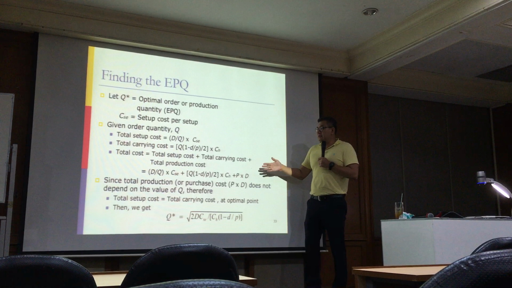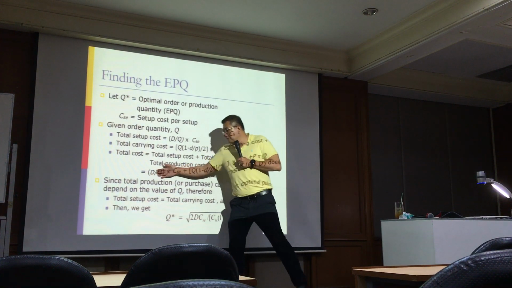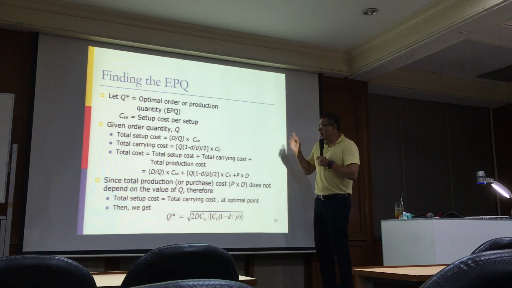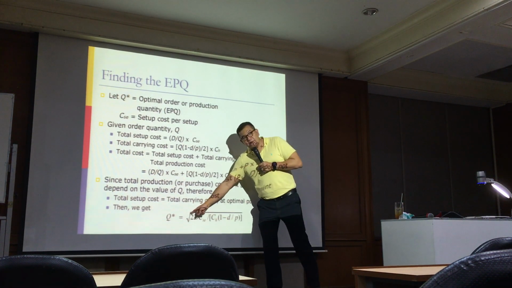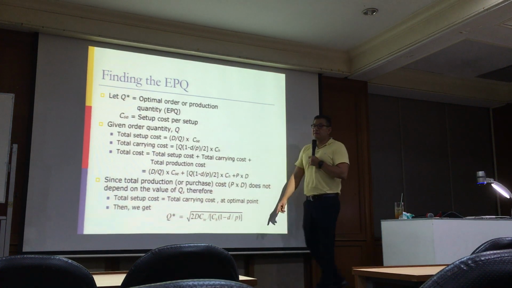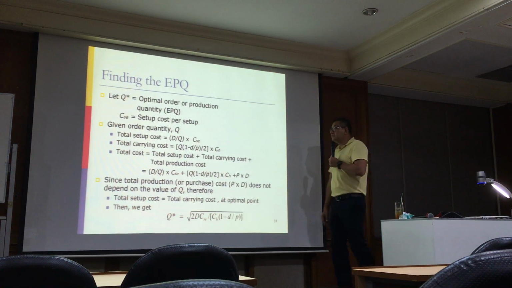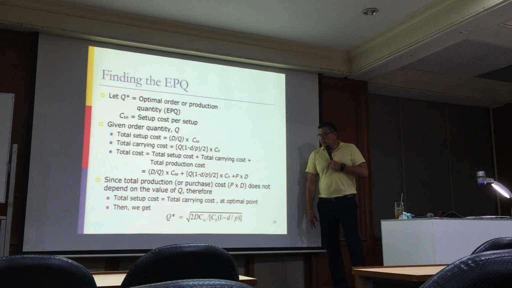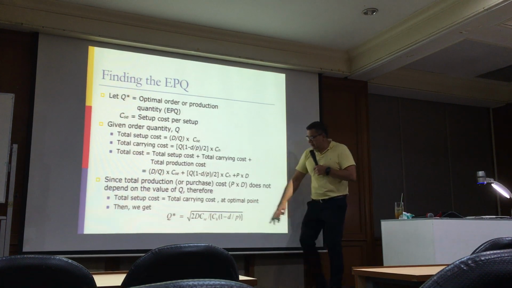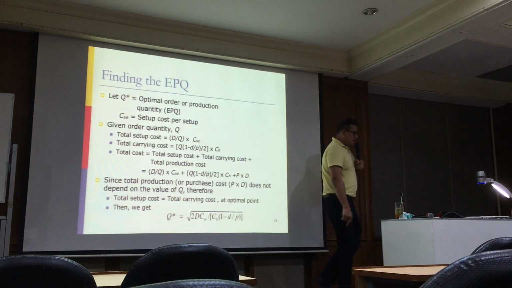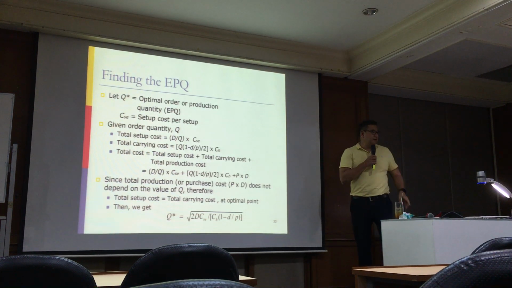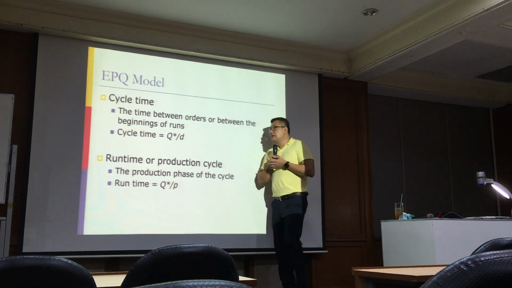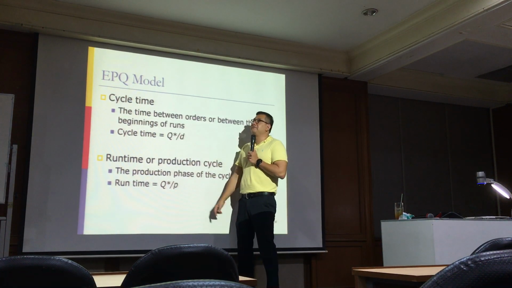So we use calculus to differentiate this total cost term with respect to Q. Based on the mathematics, finally we have this formula: Q or EPQ, the economic production quantity, equals the square root of 2D C sub SE divided by this term. Okay, so this is the EPQ model. And we can also calculate two other things, called cycle time and run time.